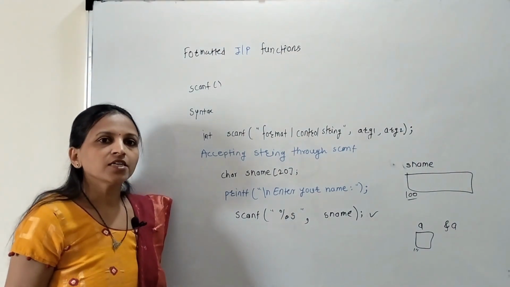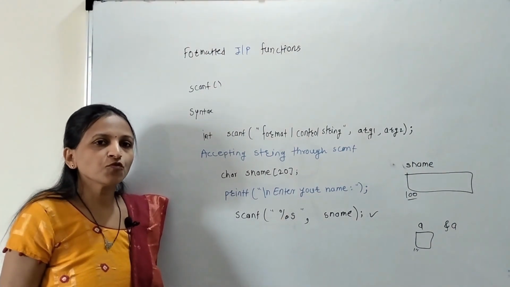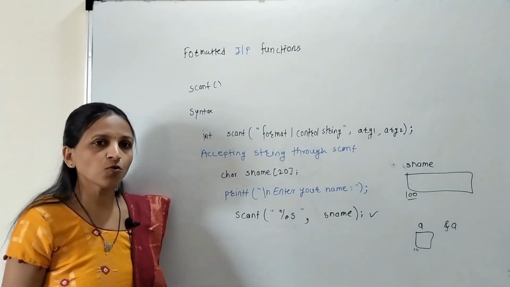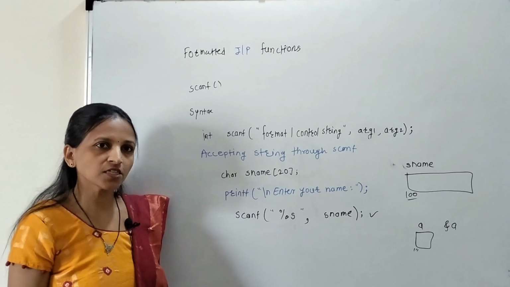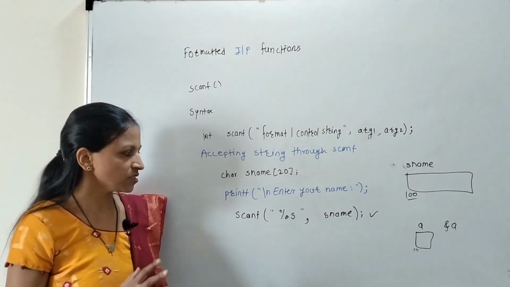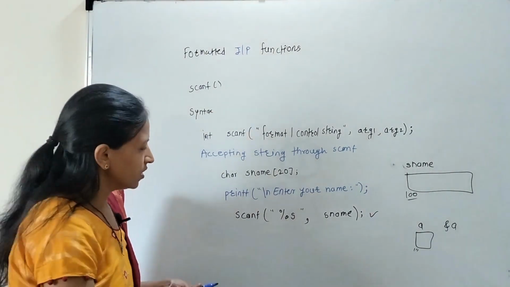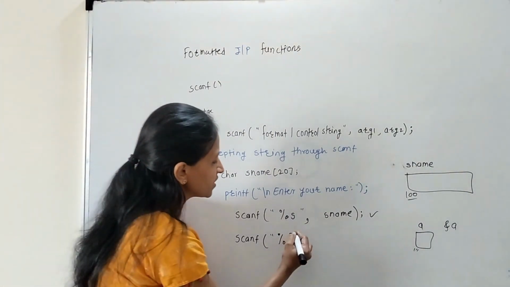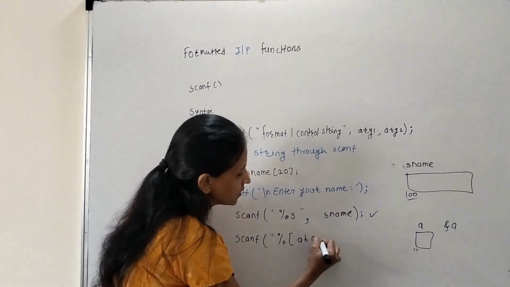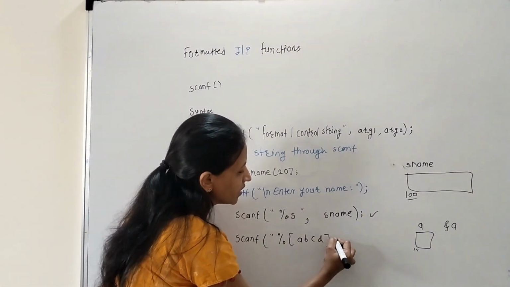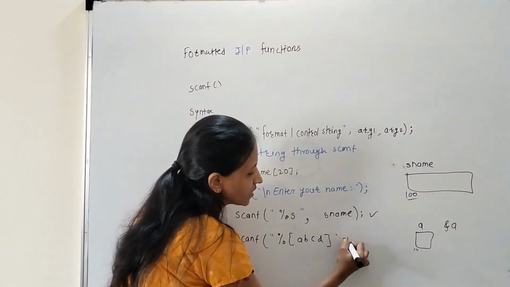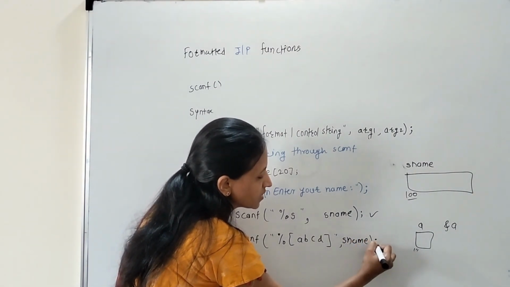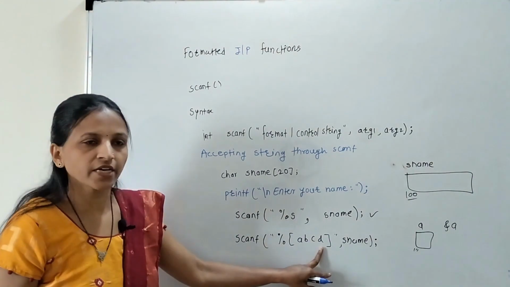Now while accepting a string, suppose you want to give some restriction that the string can have only these characters, then that is again possible in scanf. How? See, percent, and here you can specify the allowed characters, like A, B, C, D, suppose, in square brackets, then close, and then write sname, comma, sname. In this way you can restrict that sname should have these characters.